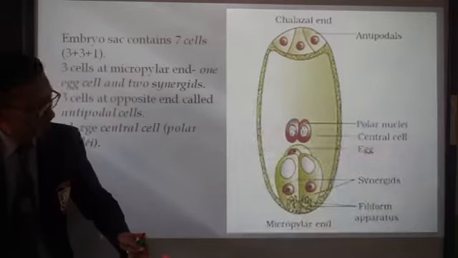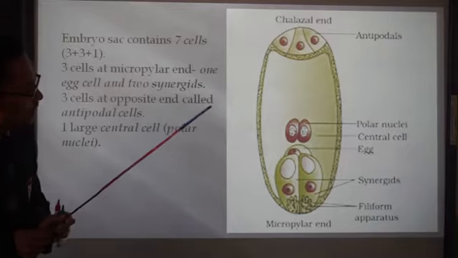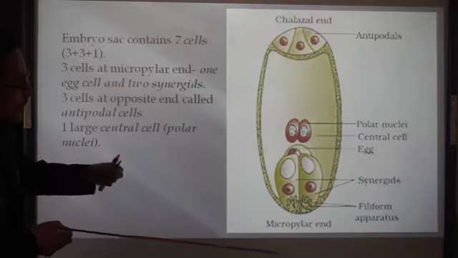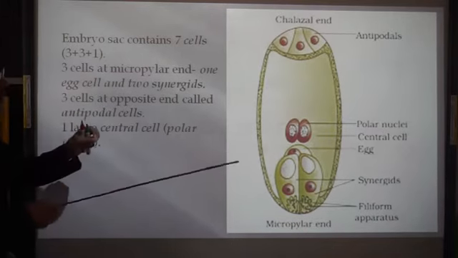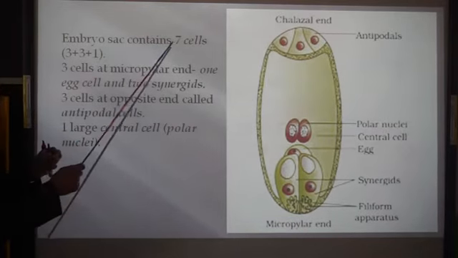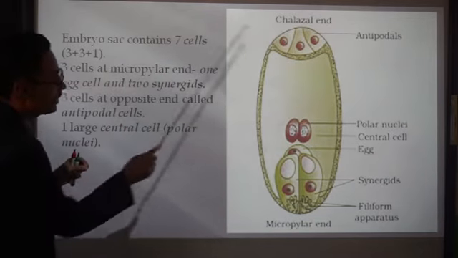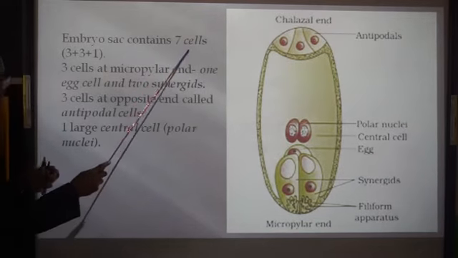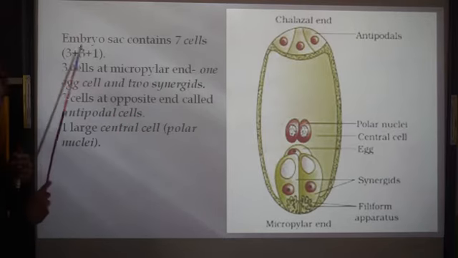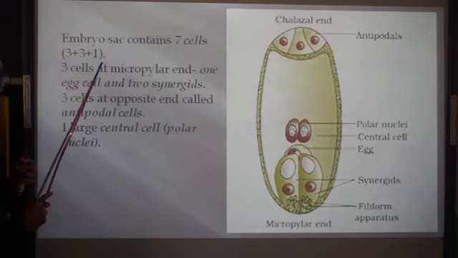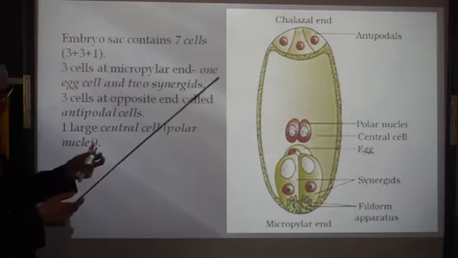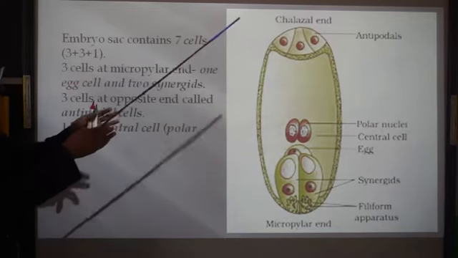So look over here. When we look into the embryo sac, what we generally see is that the embryo sac contains how many cells? It contains 7 cells. Clear? The embryo sac contains how many cells? It contains 7 cells. You can see over here the distribution of cells: 3 plus 3 plus 1. So it will be how many cells? 7 cells. So let's see the type of cells present inside the embryo sac.